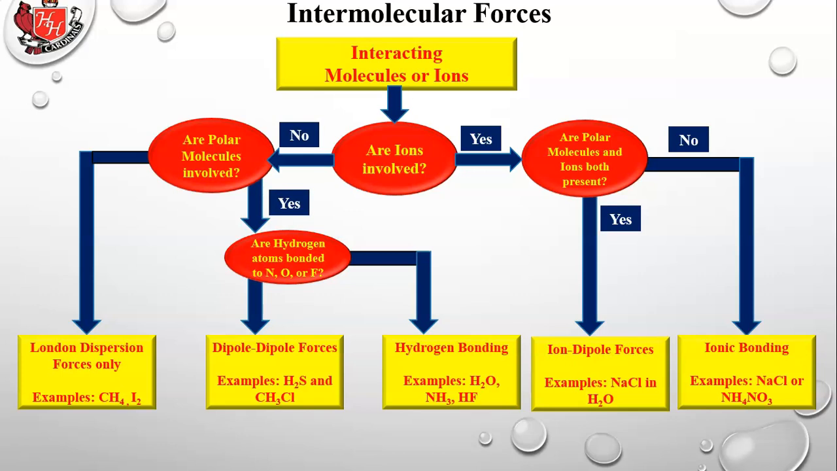So now we ask, are polar molecules involved? And the answer is yes. If the answer is yes, you go down and then ask, are hydrogen atoms bonded to nitrogen, oxygen, or fluorine? If the answer to that is yes, then you have hydrogen bonding. So example, H2O, NH3, and HF will form hydrogen bonds. If the answer is no, that there's not nitrogen, oxygen, or fluorine involved, but they are polar molecules, then you'll have dipole forces. So H2S and CH3Cl would be examples of that.